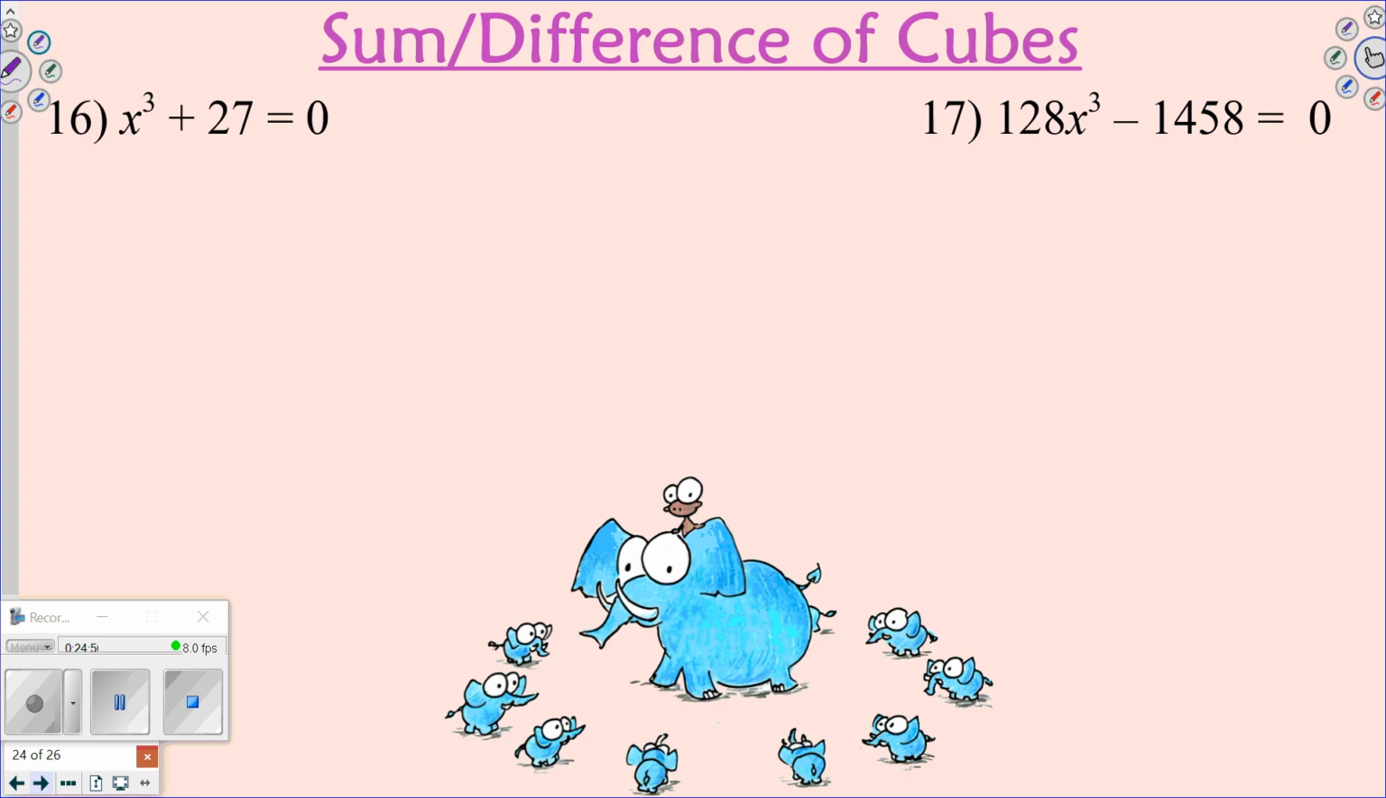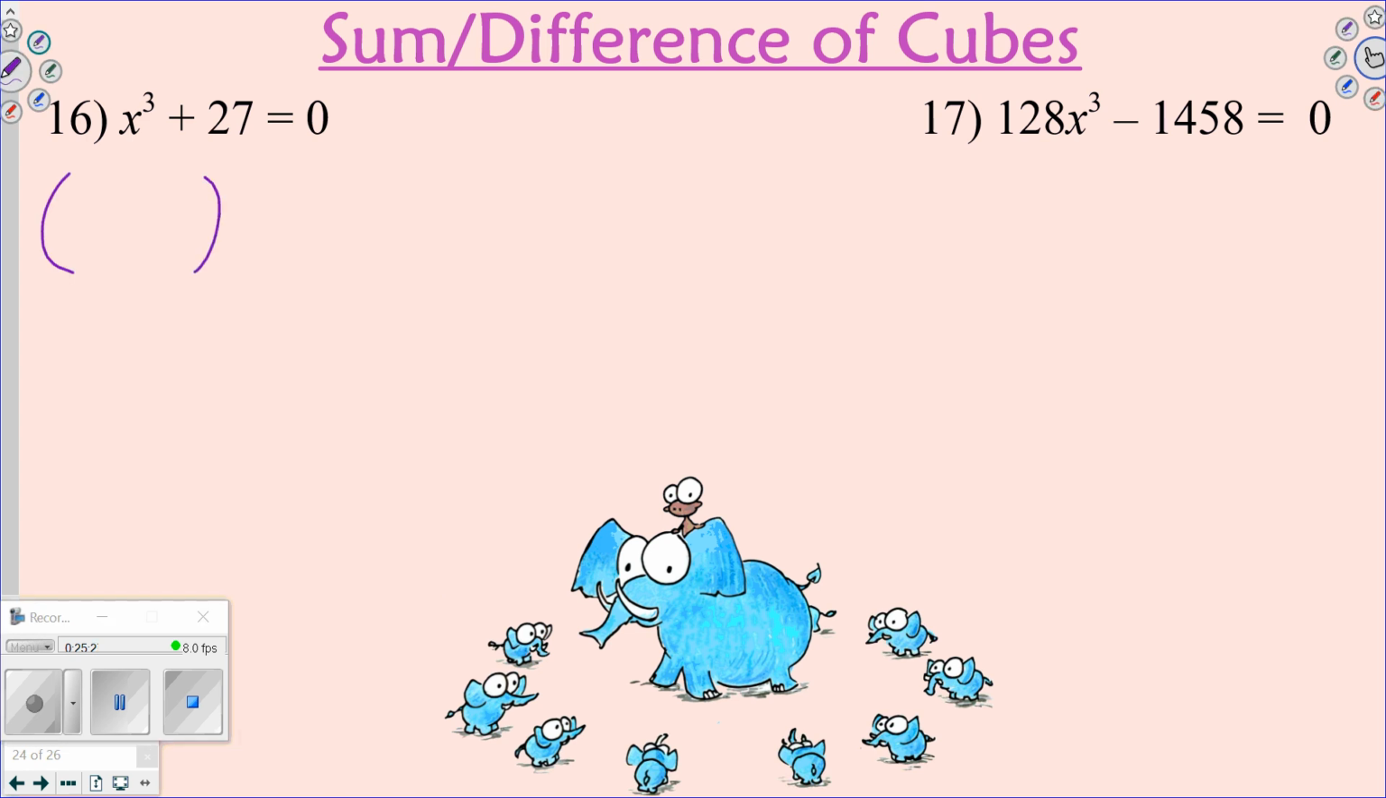Let's move into sum and difference of cubes. Last part, sum and difference of cubes. So let's just start with number 16. Very simple, basic one. It's already set equal to 0. Is there a GCF? Nope. We recognize it's cubes, though, right? Because it's 2 terms and there's an x cubed. Remember the pattern.